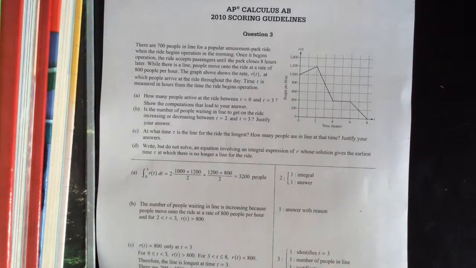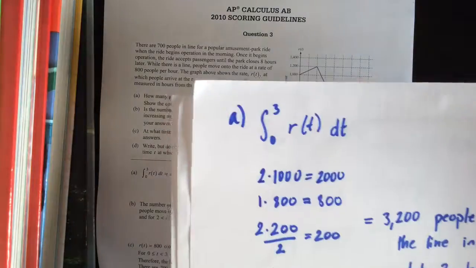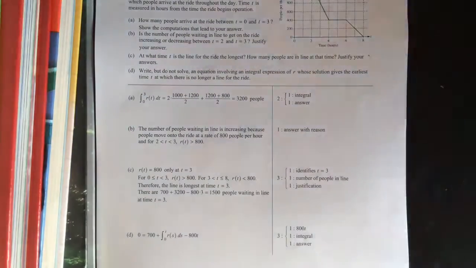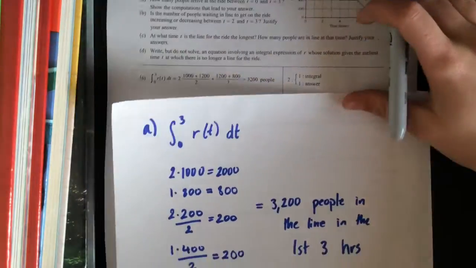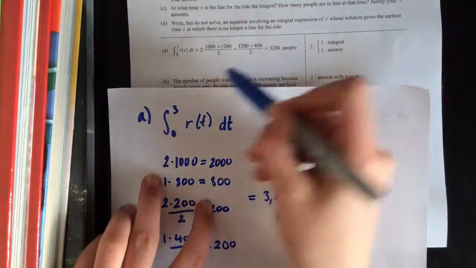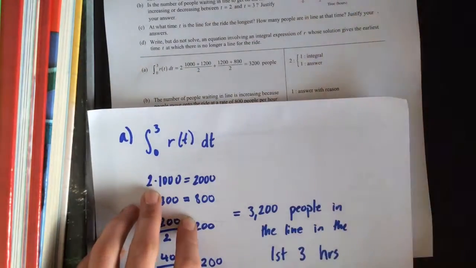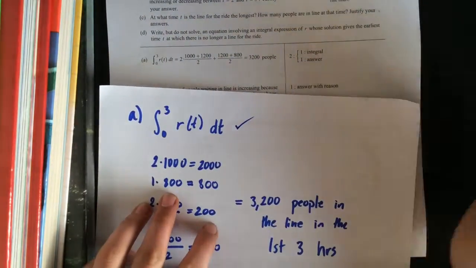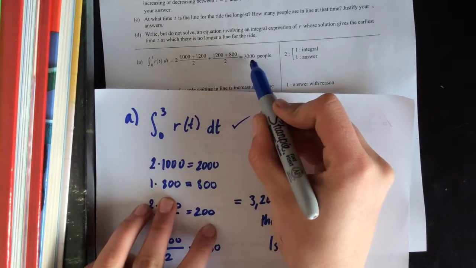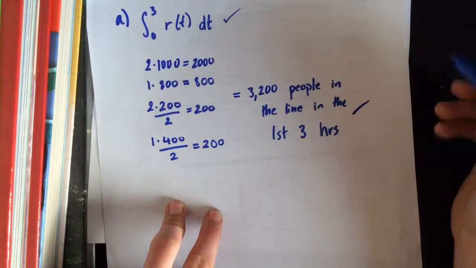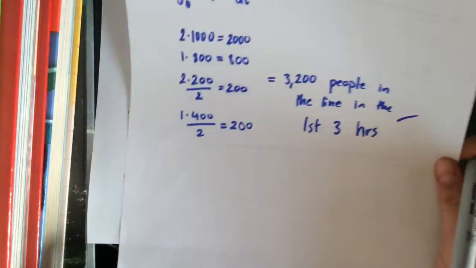Okay, so now let's score all of the work that we just did and see if we got it right. I'm going to take the work that we had from before, and here I have the scoring guide. For part A, let's take the part A work and see it on the scoring guide here. One point is for the integral, so we had that right here, and we got that 1 point. The other point was for the answer of 3,200 people. And look, we have that too. So perfect, we got both points for part A.